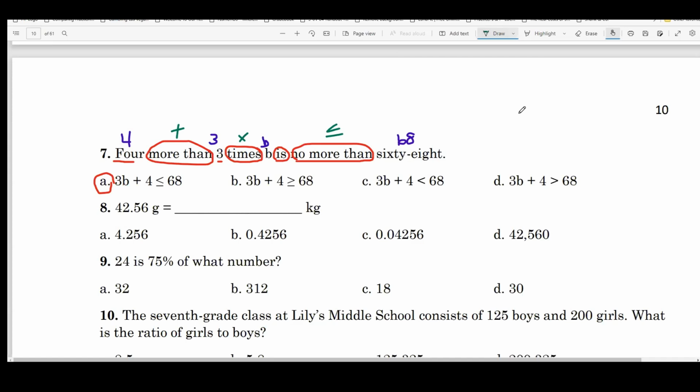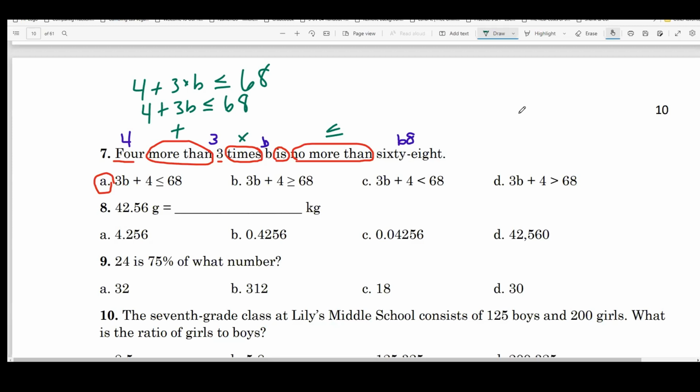All right, so if we write it out like we see it, we have 4 plus 3 times B is less than or equal to 68. And we're going to go ahead and simplify it. So we're going to say 4, and then 3 times B, of course, is 3B, is less than or equal to 68. So this is how it looks when we write it just as we see it.